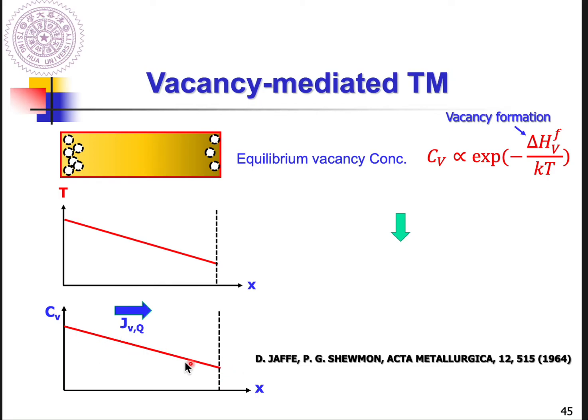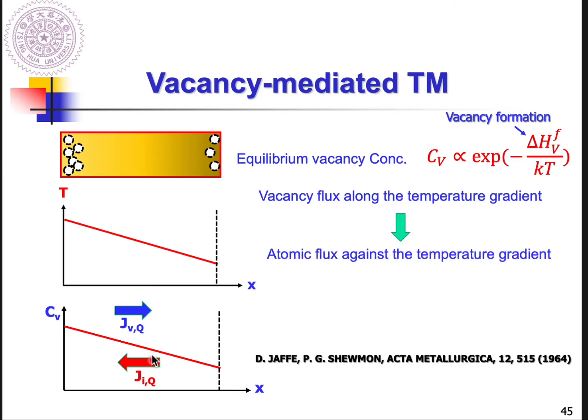And this kind of variation in vacancy concentration will drive a vacancy flux toward the right-hand side. And as you know, if you have a vacancy flux to the right-hand side, that tells you there must be an atomic flux toward the left-hand side, right? So the vacancy flux is along the temperature gradient, and this tells you there is an atomic flux against the temperature gradient. This atomic flux is due to the vacancy flux. It is nothing related to the thermal migration we talked about in the previous case.